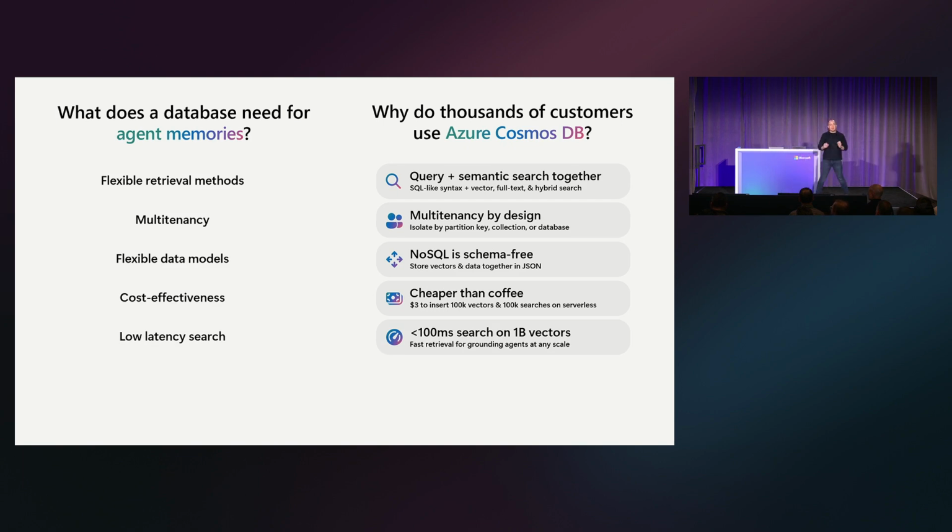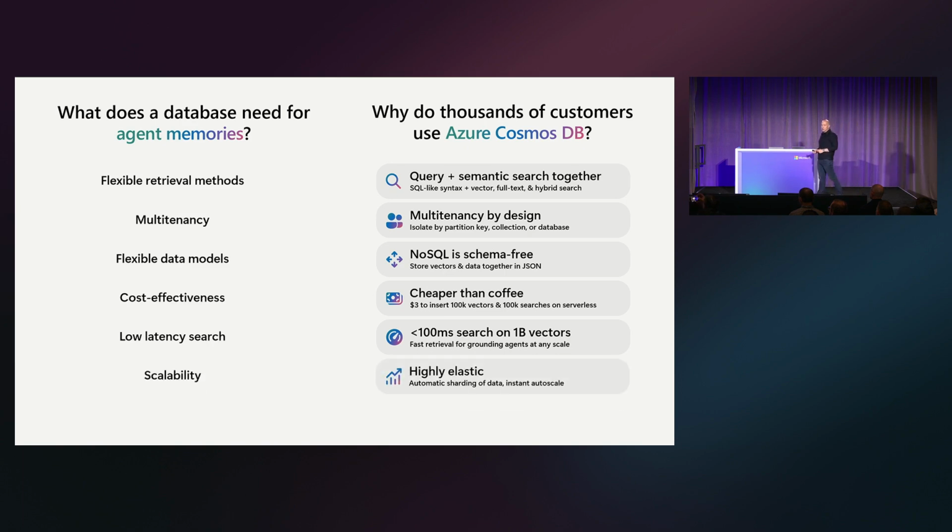It's also extremely fast, right? Low latency search. You can scale Cosmos DB using our autoscale capability to contain more than 1 billion vectors across your partition and execute an end-to-end vector search in under 100 milliseconds searching on that graph index.